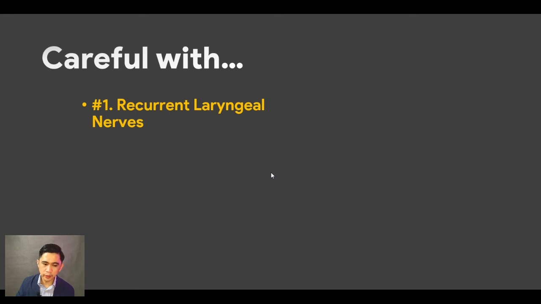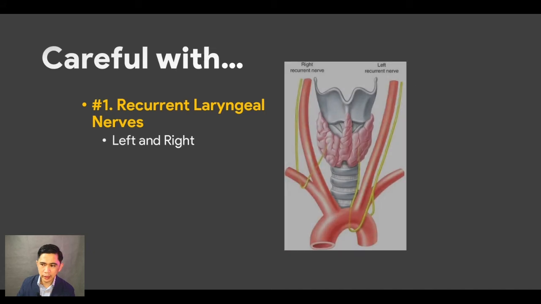Next, we have to be careful with the nerves. This is the most important part of the surgery of the thyroid. First is the recurrent laryngeal nerve. We have one on the left and one on the right.